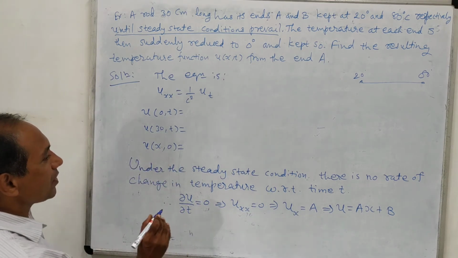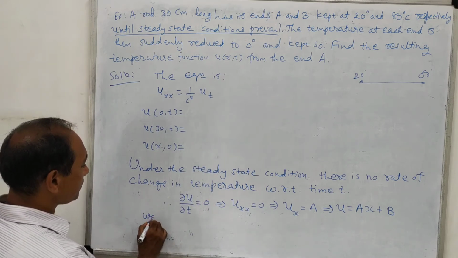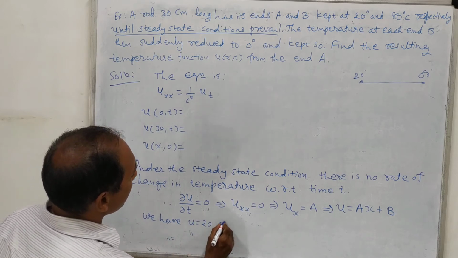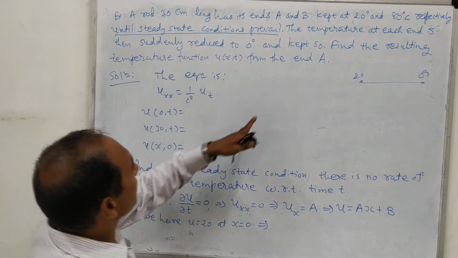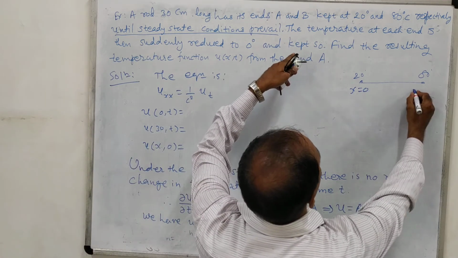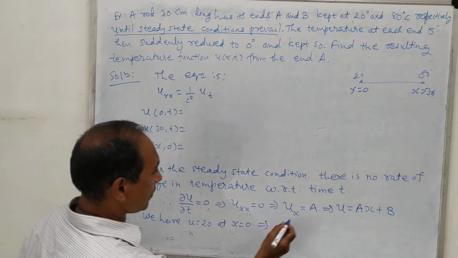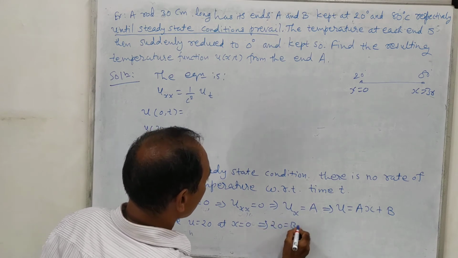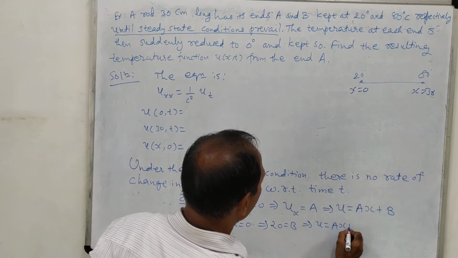Now we will determine the values of a and b, because under steady state condition we have u equal to 20 at x equal to 0. The rod is 30 centimeters long. So we put x equal to 0 and u equal to 20, so 20 equal to b. This gives us u equal to ax plus 20.